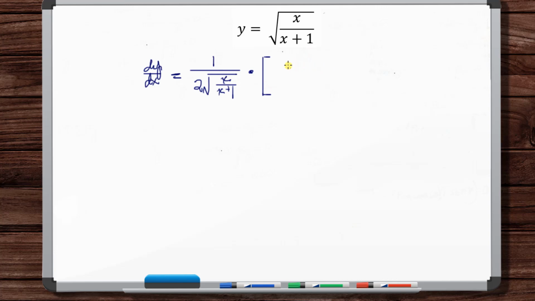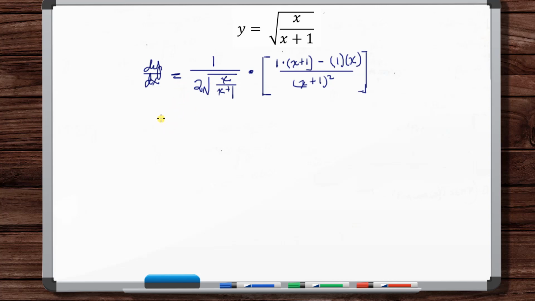Okay, so the quotient rule. Derivative of the top, 1, times the bottom, minus the derivative of the bottom, which is 1, times the top, all over the bottom squared. That's your derivative. You're not done, we have to clean it up, but that's your derivative. You're done taking the derivative.